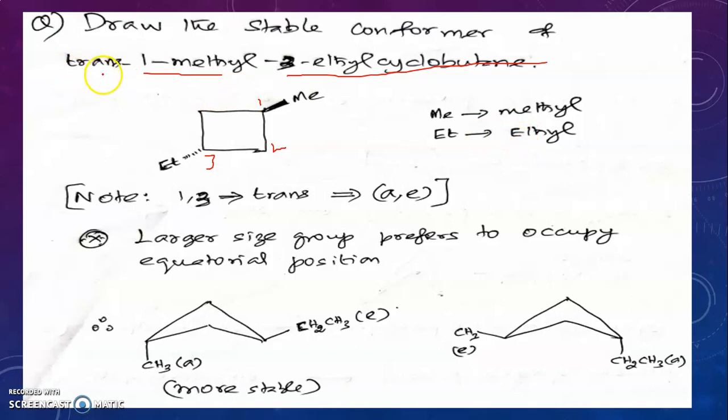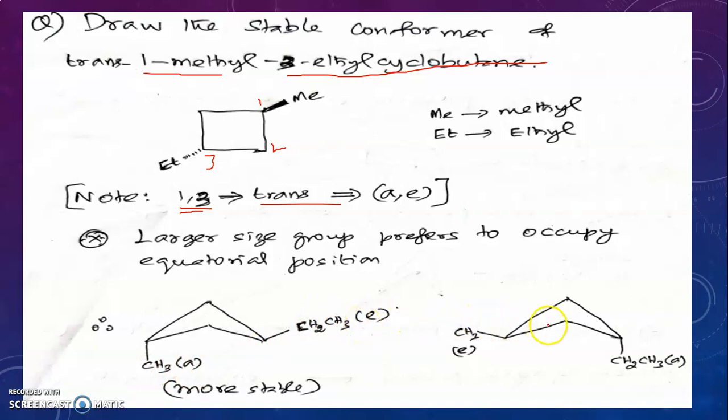Okay, since it is a trans isomer, if one group is projected towards you, the other group should be behind the plane, right? Note that in a 1,3 disubstituted compound, trans means one group should be axial, the other group should be equatorial. I have given this information in the last slide, in the 2 slides before. So, just go through this, it is very important. Okay. So, one group should be axial, the other group should be equatorial. So, if it is so, I can place the methyl group in axial and the ethyl group in equatorial. This is one possible conformation.